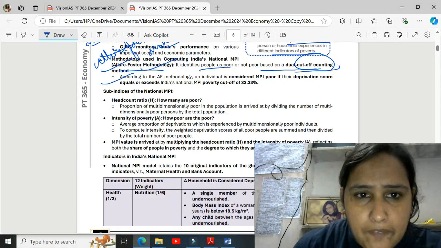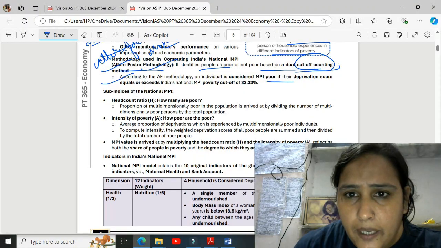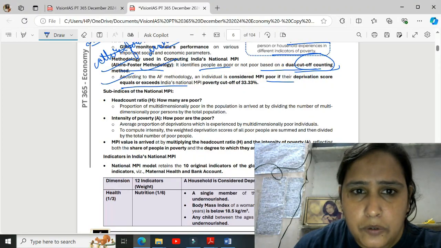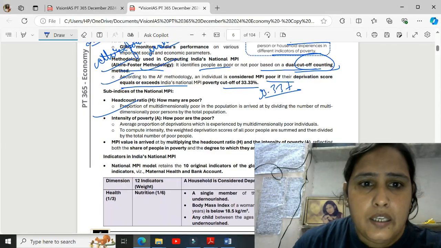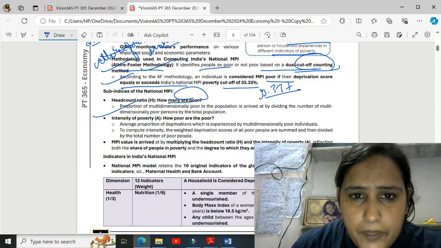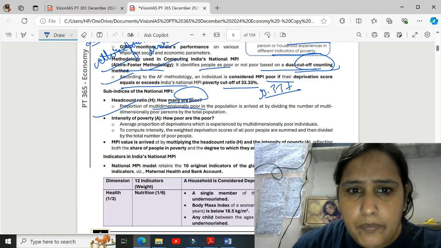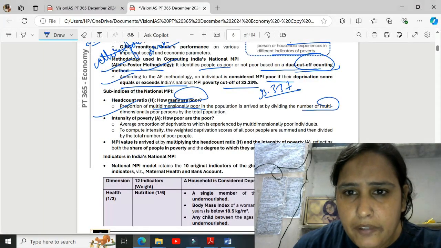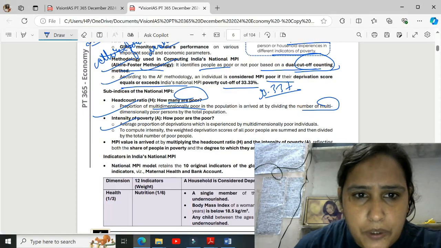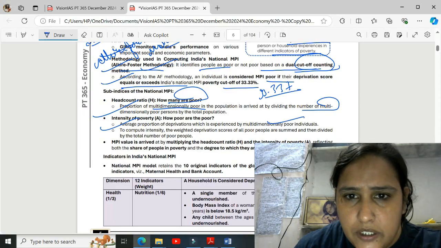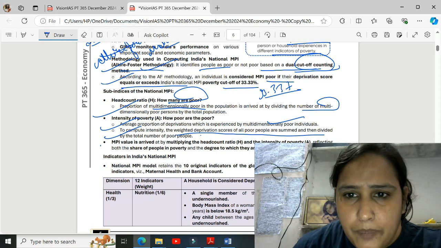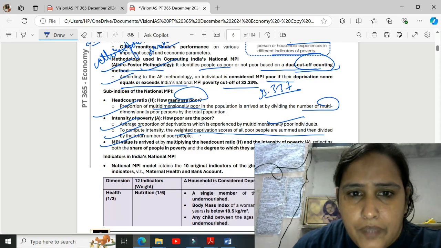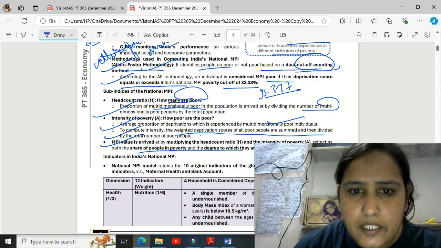According to this, a person is considered multidimensionally poor if the deprivation score is equal to or above the poverty cutoff of 33%. The headcount ratio shows how many poor people there are, that is, the share of the population that is multidimensionally poor. The average intensity of deprivation among the poor is computed with the weightage of the deprivations, and the MPI is the headcount ratio multiplied by the intensity of poverty, reflecting the share of the poor in the population.